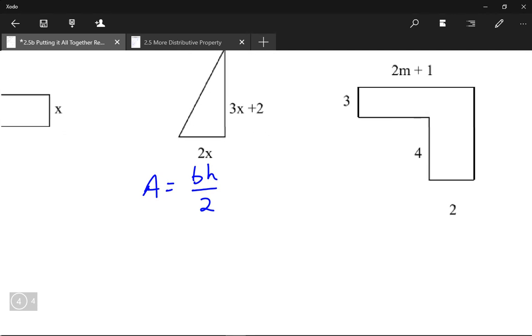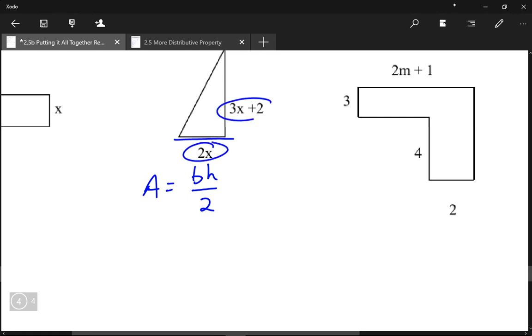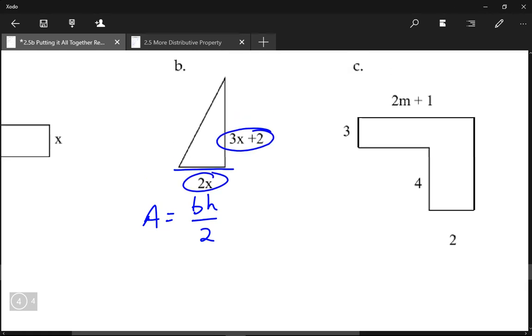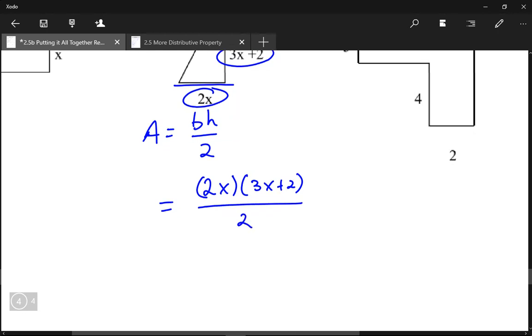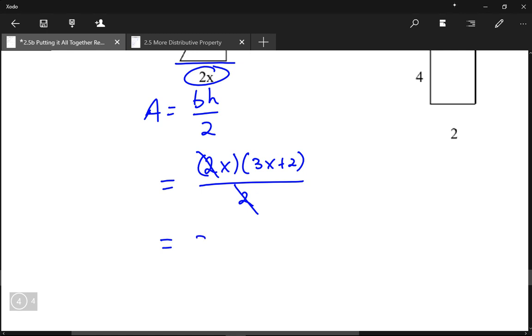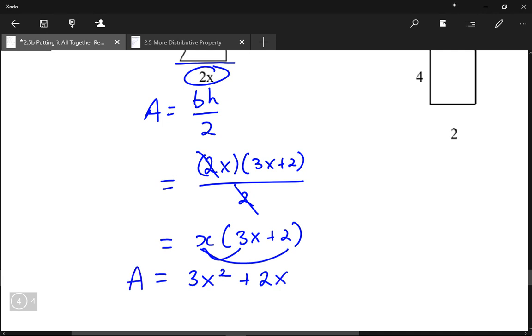Okay, my base is 2x. My height is 3x plus 2. So the area is 2x times 3x plus 2, divided by 2. You can make some reductions before you distribute, so I can divide the 2 from the top and the bottom. And all I have left is x times 3x plus 2. Distribute. X times 3x is 3x squared. X times 2 is plus 2x. And there's my expression for the area.